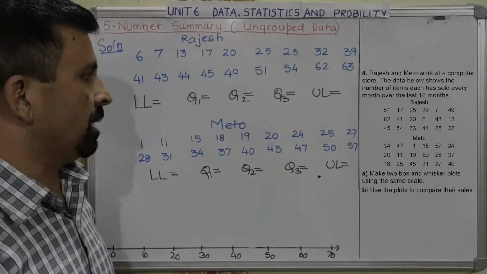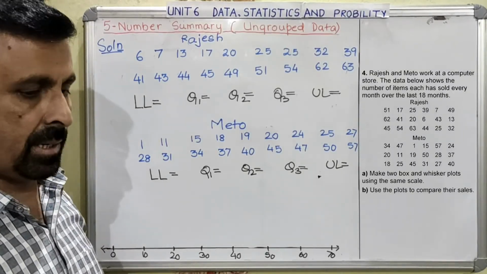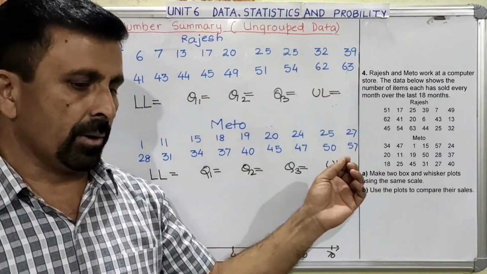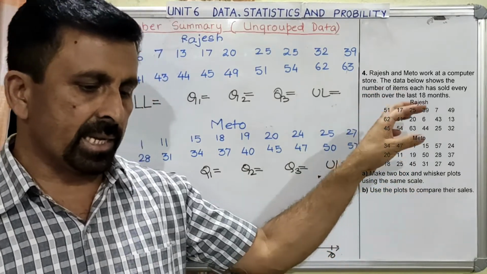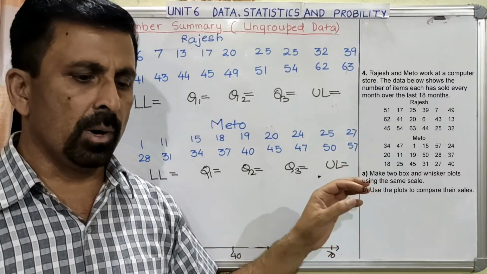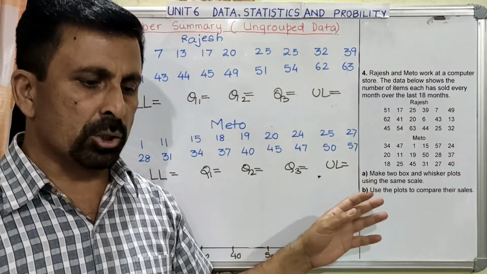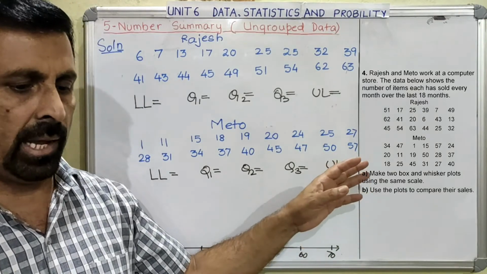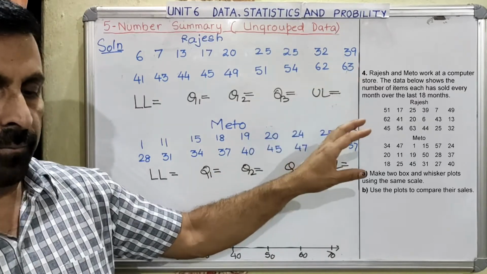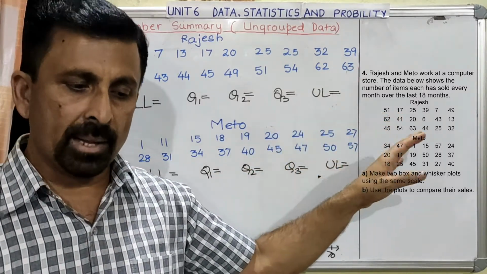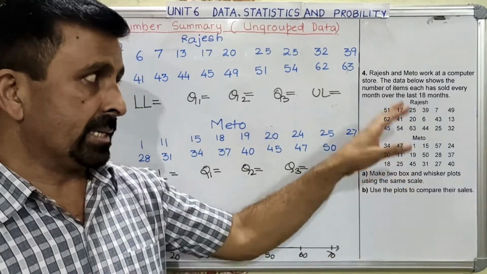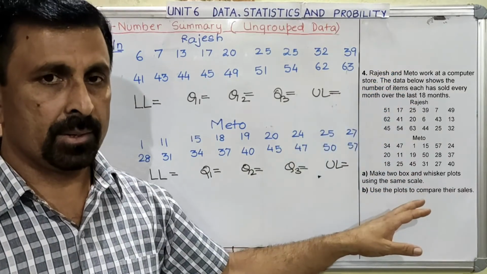Thank you. Now I am going to take you to question number 4. When you look at this question number 4, you are given 2 sets of data. One is for Rajesh and another is for Mitu. The question is: Rajesh and Mitu work at a computer store. The data below shows the number of items each has sold every month. So the number of computers each one of them sells in a month, and this record is given for 18 months.